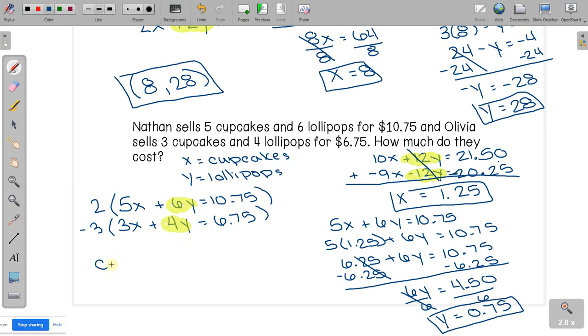So one cupcake is equal to $1.25, and one lollipop is equal to 75 cents.